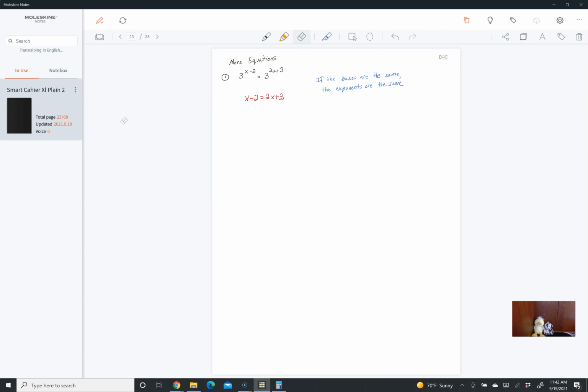Now what that means is that we just have a linear equation. So we can subtract x from both sides and subtract 3 from both sides. Okay, you can do this in one step. You can do it in 2 steps. I'm just doing it in one for timing purposes. We get -2 minus 3 is -5, and 2x minus x is x. So x is equal to -5, and this is our answer. Okay, simple enough.